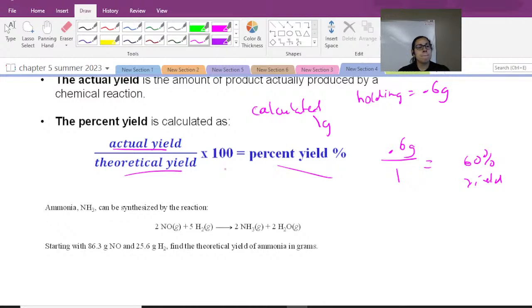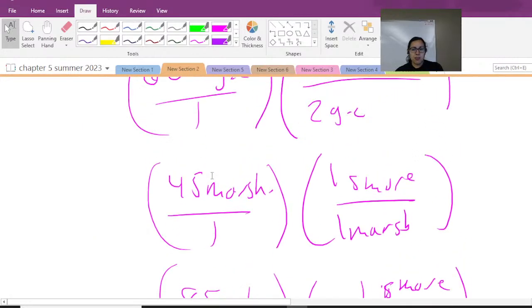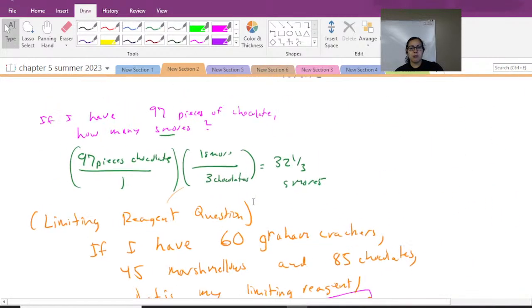Is the theoretical yield just a benchmark guess, or do you actually have to do calculations to get it? Yeah, so that's what we get with stoichiometry, right? That's when the question asks, what do we expect? Like, how many s'mores are we going to get? That's what you're calculating. So that's how the question would work.